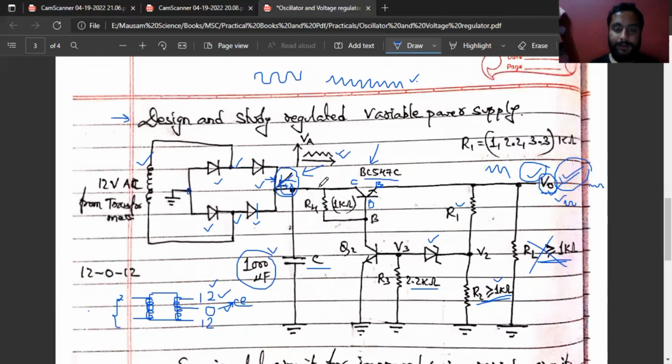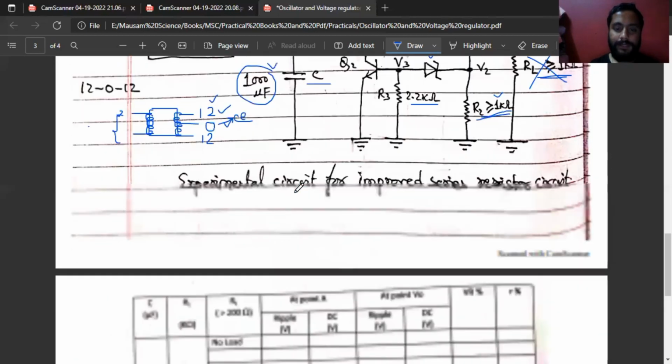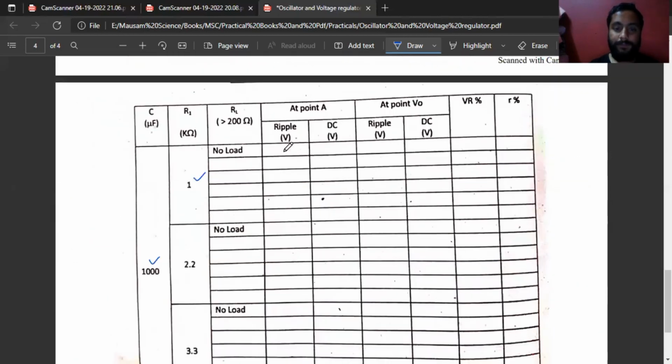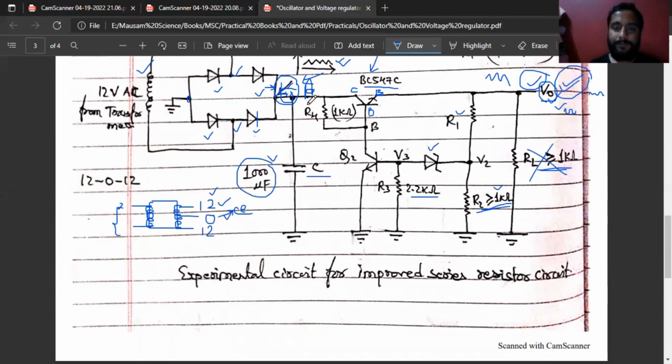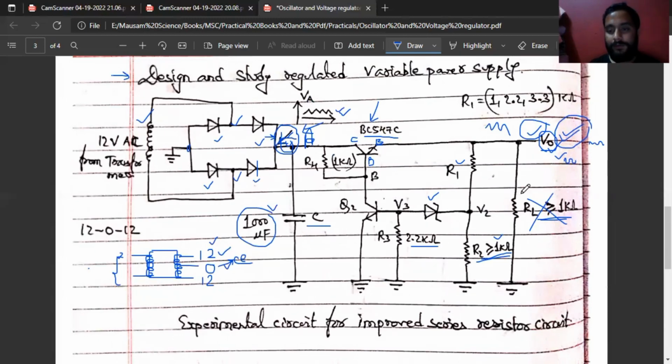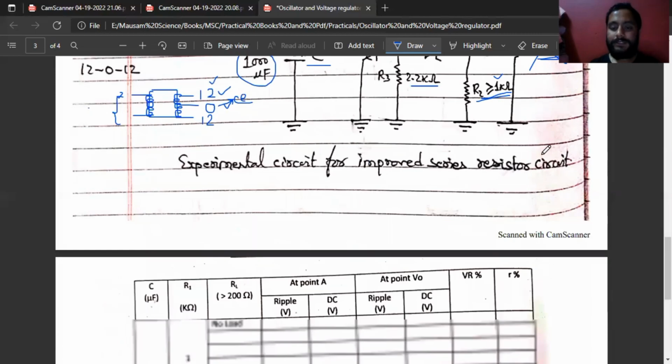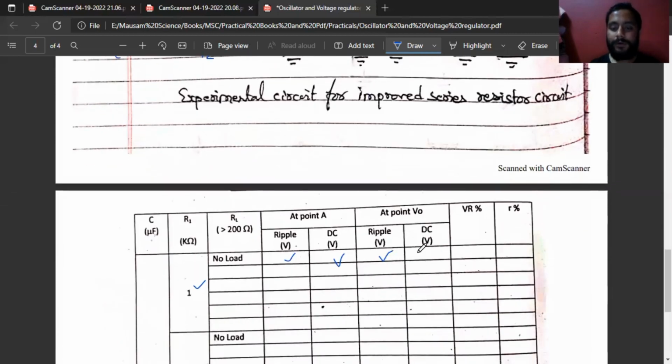I have shown here BA because this point is A. Forgot to mention over here, this point is A. From this point A, we'll take out the ripple voltage. Ripple voltage can be taken out with the help of an oscilloscope, and DC voltage at the same point. Now, without any load, we have measured here ripple voltage and DC voltage. And without any load, we need to measure here ripple voltage and DC voltage again. Such values will be plotted over here.